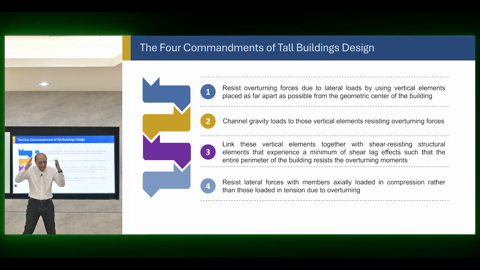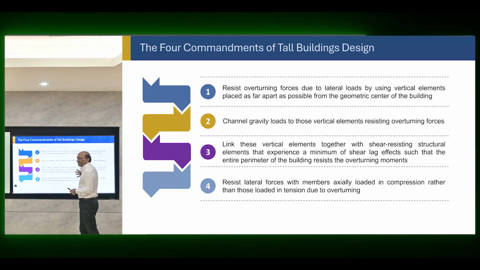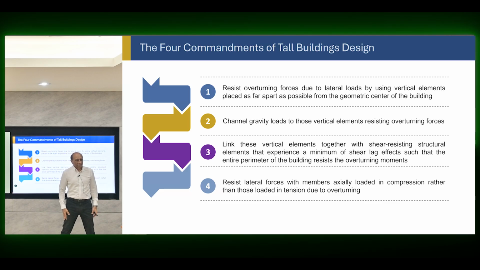The legs alone, if very long, are not stable. So they are linked together by a big portion, your core, right? So link them with strong elements so they work together. Number 4, resist lateral forces with members axially loaded. So these legs are now in compression and tension.